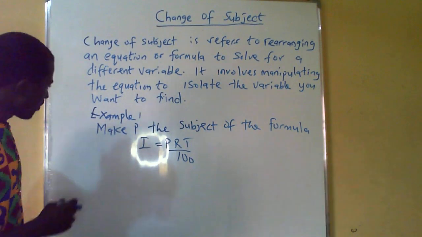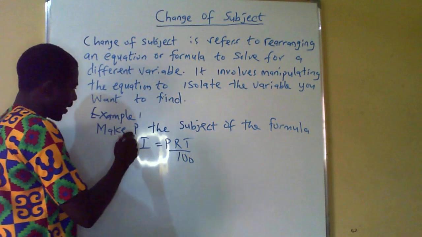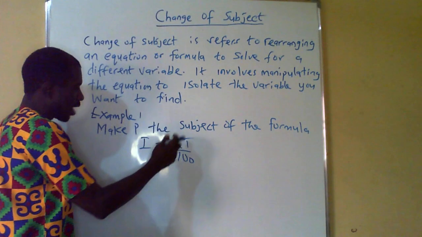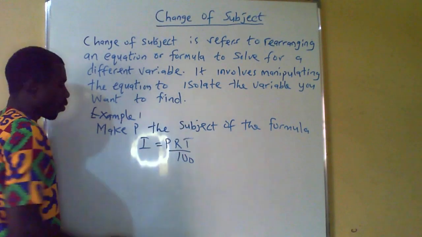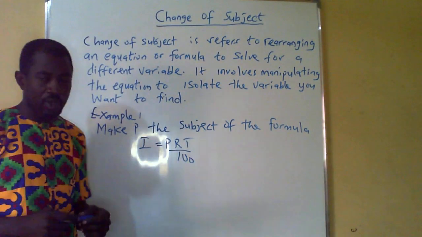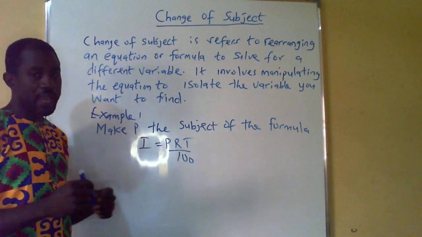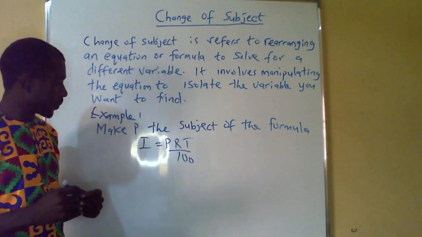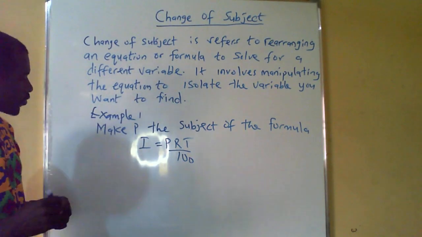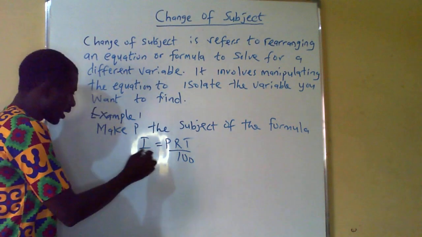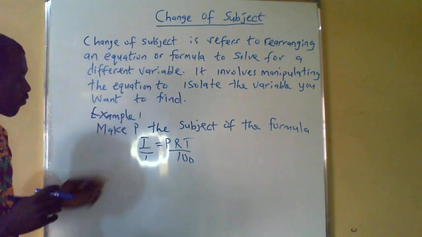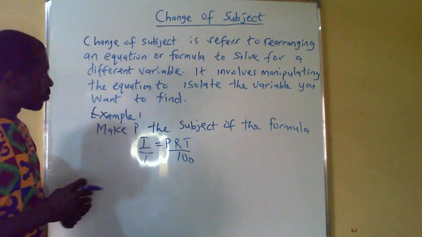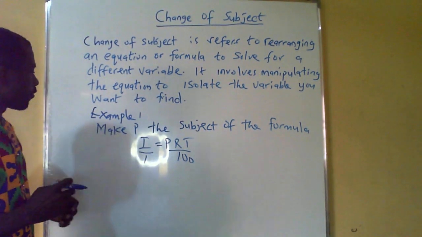Now the example here is: make P the subject when I is equal to PRT over 100. Now this formula is used to calculate simple interest, but here we are asked to make P the subject. Since we are looking for P, we are finding a way to isolate P from these different variables.